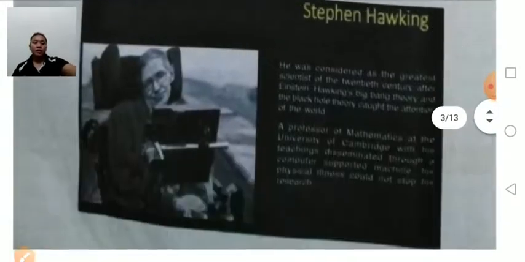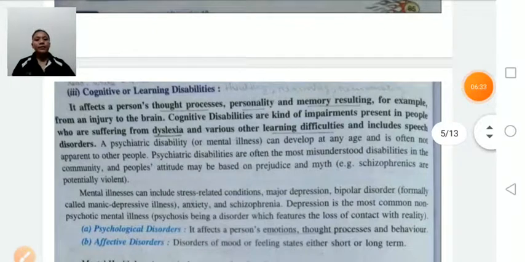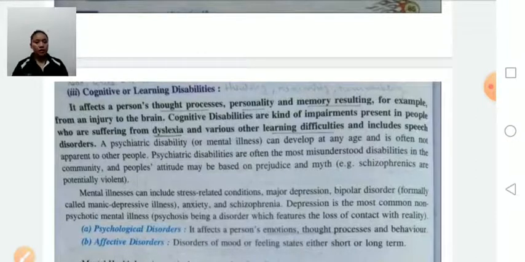Next is cognitive disability, or learning disability. Cognitive disability is mainly related to neurological disorders. Neurological disorders means disorders of the nervous system, in which the nervous system creates hindrance in an individual's ability to store, process and produce information. The mind is not able to store, process and produce the information. Therefore, the person faces difficulty in reading, writing and speaking. For example, if he is learning something, he has a problem in storing, processing and producing the information.